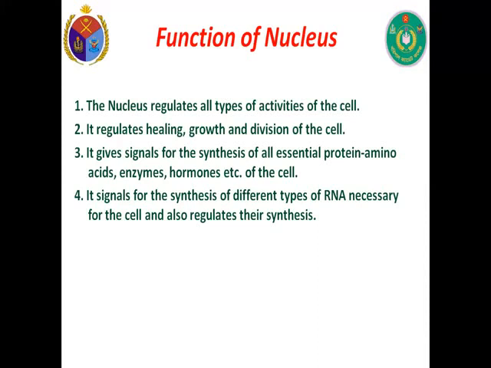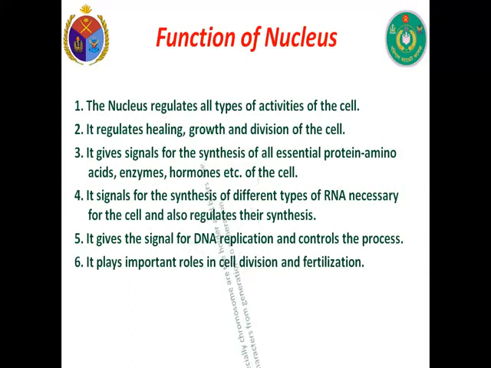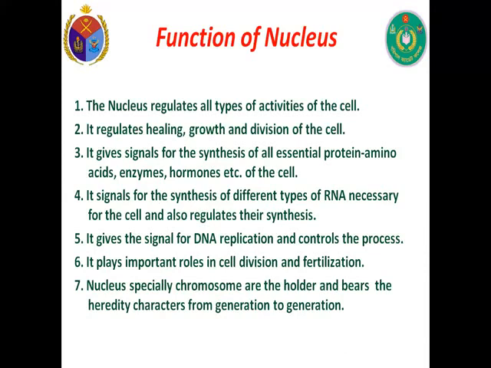It signals for the synthesis of different types of RNA necessary for the cell and also regulates their synthesis. It gives the signal for DNA replication and controls the process. It plays important roles in cell division and fertilization. Lastly, nucleus, especially chromosome, is the holder and bearer of hereditary characters from generation to generation.